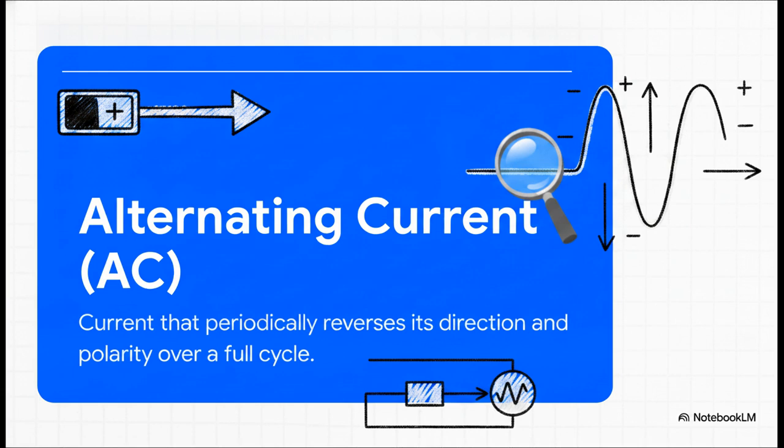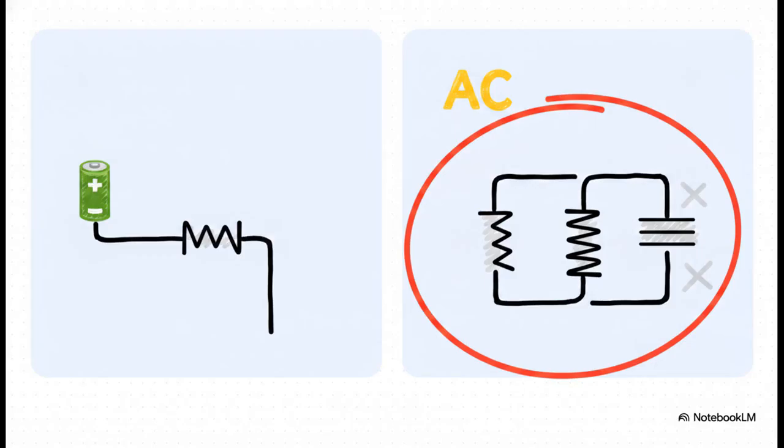Alternating current, or AC, on the other hand, it's highly dynamic. It periodically reverses its direction and its polarity. So over one full cycle, a terminal that starts off positive will become negative, and then flip right back again. It's this continuous shifting, this constant back and forth oscillation that honestly makes AC so powerful and just incredibly fascinating to study.